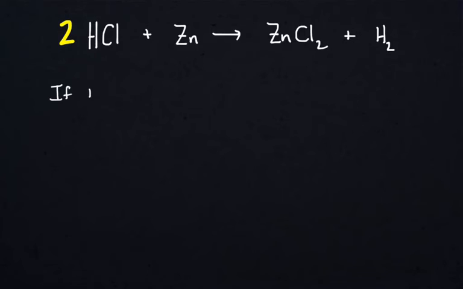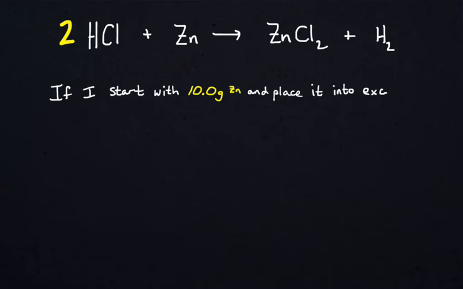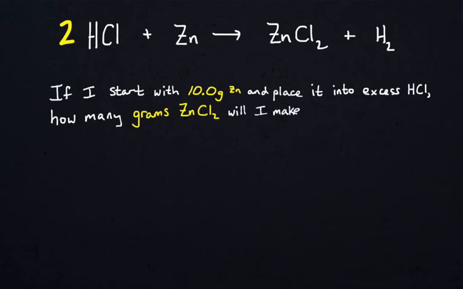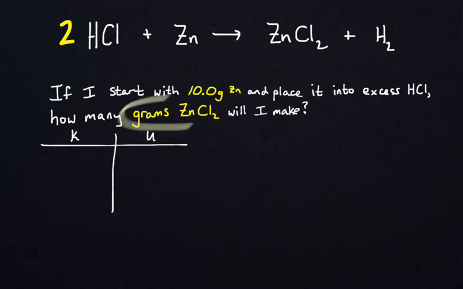All right, let's see. We're going to need a question. If I start with 10 grams zinc and place it into an excess amount of HCl, how many grams ZnCl2 will I make? The elements that I care about, or the compounds that I care about, are zinc and ZnCl2, zinc chloride. All right, we're going to need a known and unknown table. As always, I always start with what I don't know, so I go to the part of the sentence that has the question mark in it. All right, it says grams ZnCl2, so that's what I want my final answer to be in.